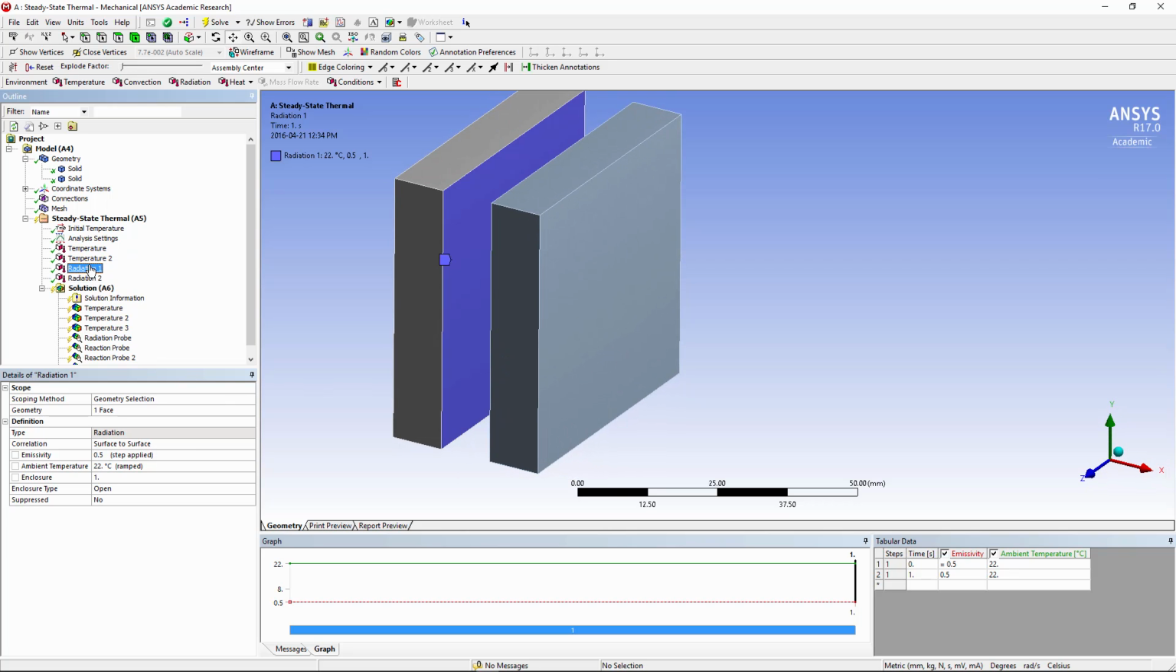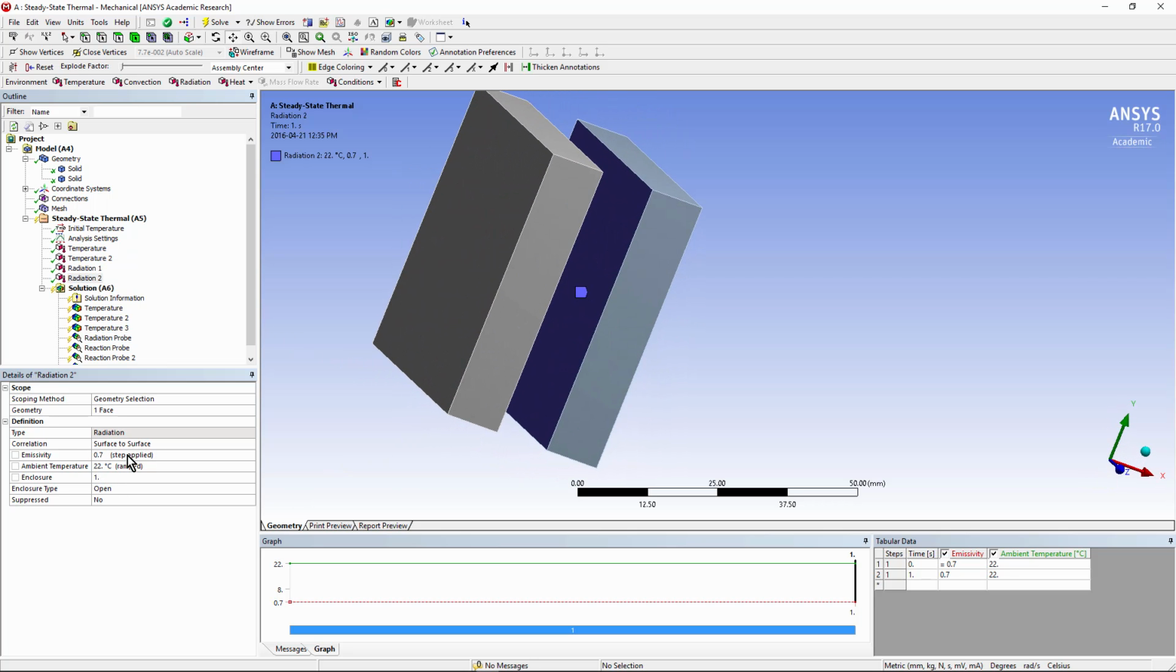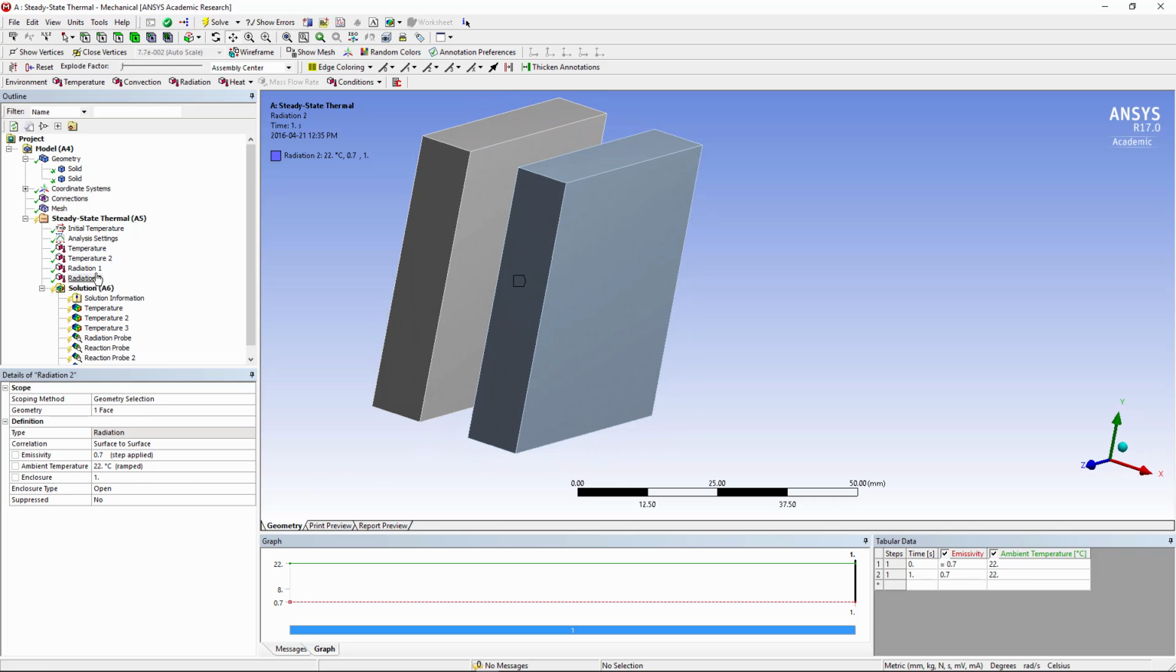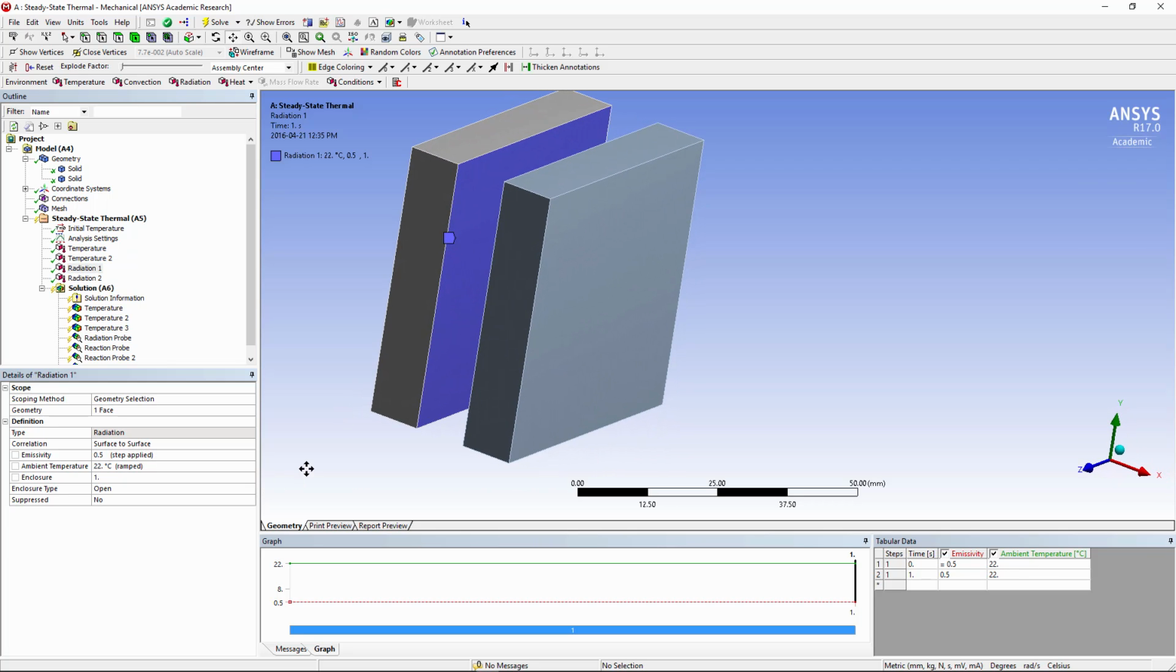Now, on that left side, we're assuming ambient temperature of free space at 22 Celsius, so it will radiate out of these gaps to the external space area. And on the other body, again, emissivity 0.7, ambient temperature of free space is 22. Note that it has enclosure number 1, and if I go back and look at the other face, it also has been given enclosure number 1. With matching enclosure numbers, they will radiate to each other. Otherwise, they would ignore each other.